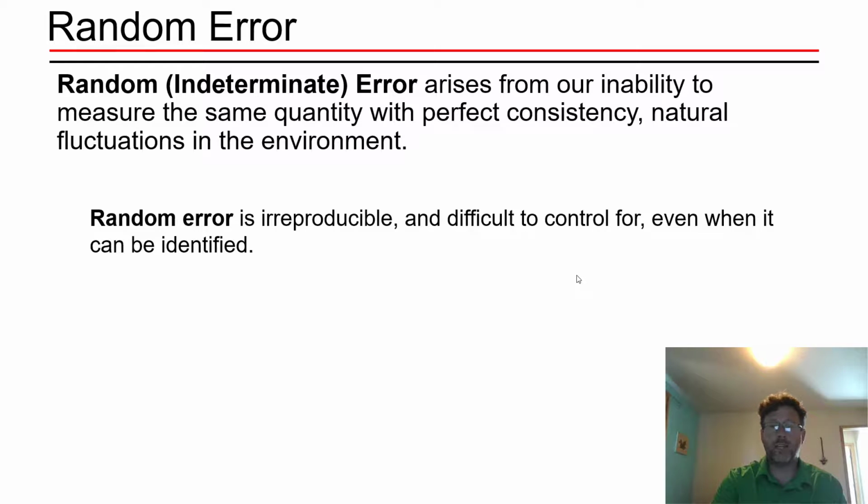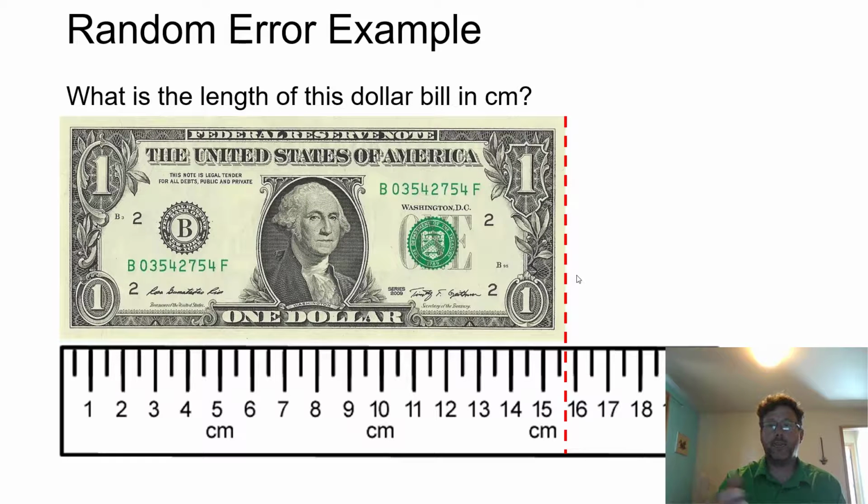So for instance, we can see random error in action in a very simple example. Let's say I give you a representation of a dollar bill. This dollar bill is not actual size, not quite, but it is to scale with the ruler that I've drawn under it. Take a second, just like 5 seconds, and see what you think the length of this dollar bill is in centimeters. I've drawn a line on the ruler to try to help you out.